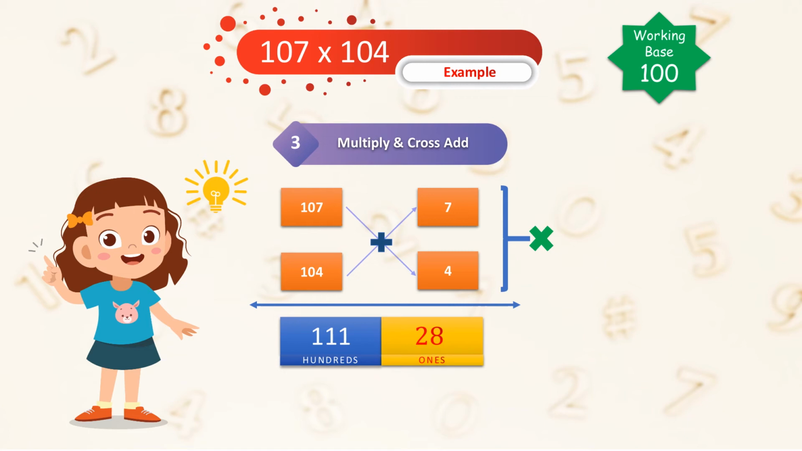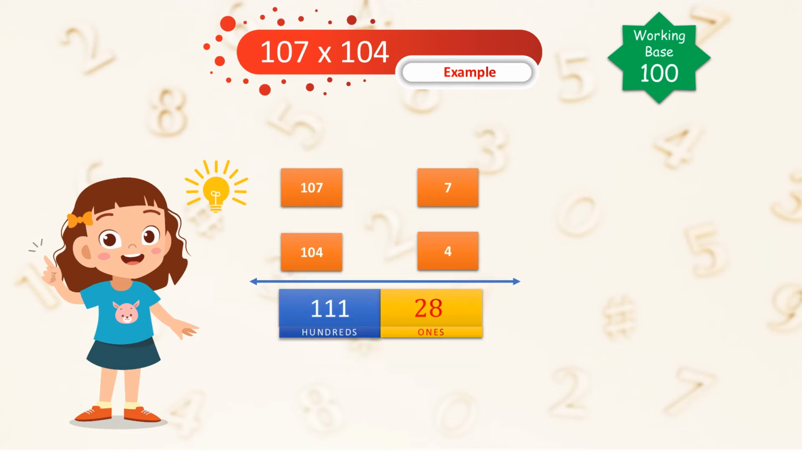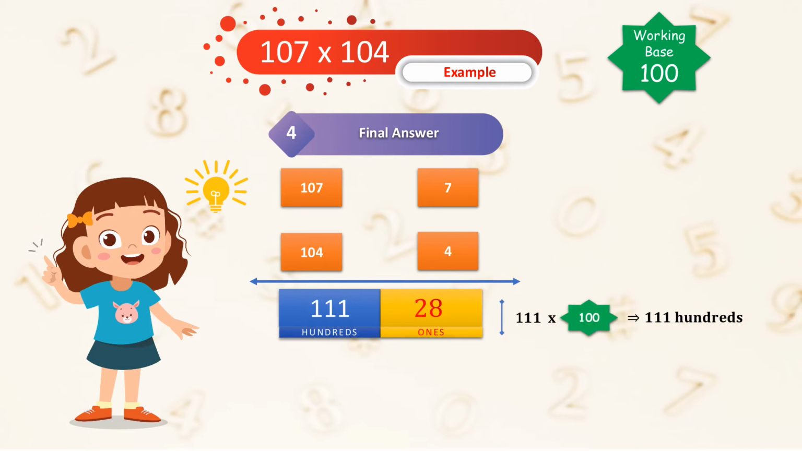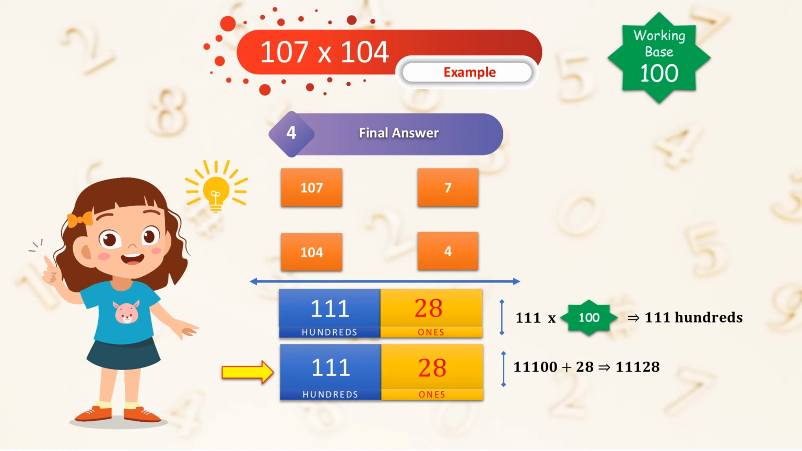With this output, we complete step 3 and we are now ready to go to our final answer step, where we can combine these hundreds and ones and write our final answer. So 111 hundreds is the same as 11,100, and if you add 28 to it, you get 11,128. That's our final answer. So 107 times 104 is 11,128.